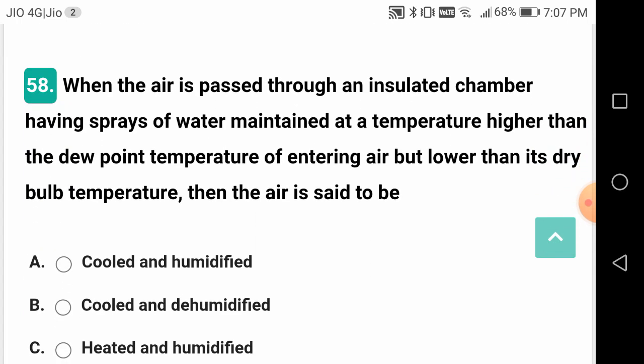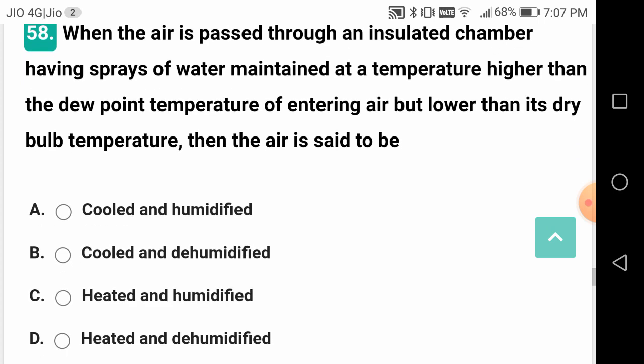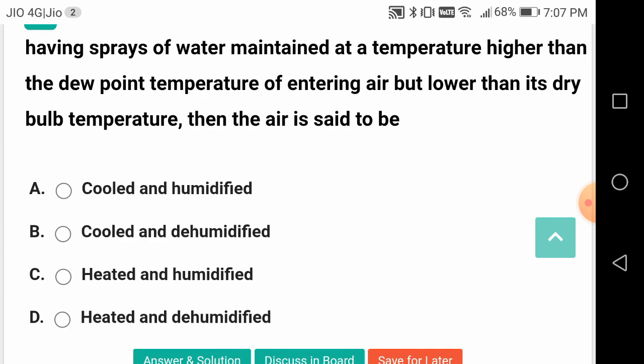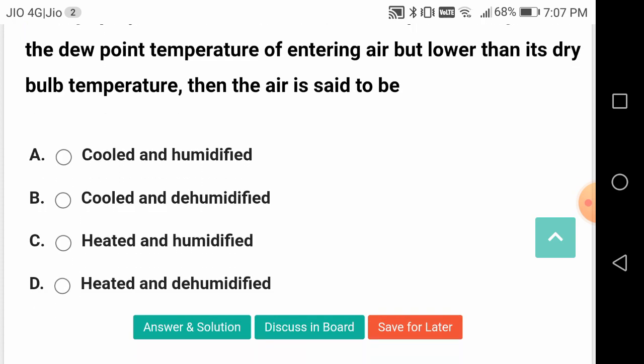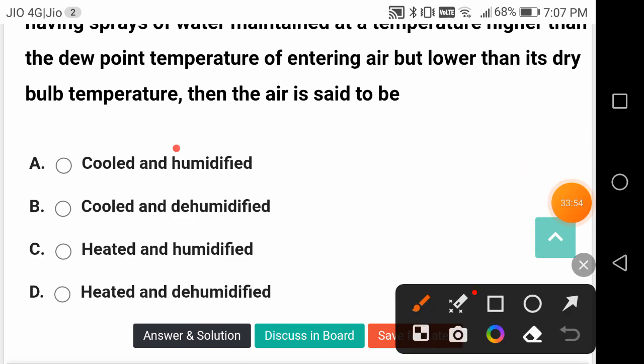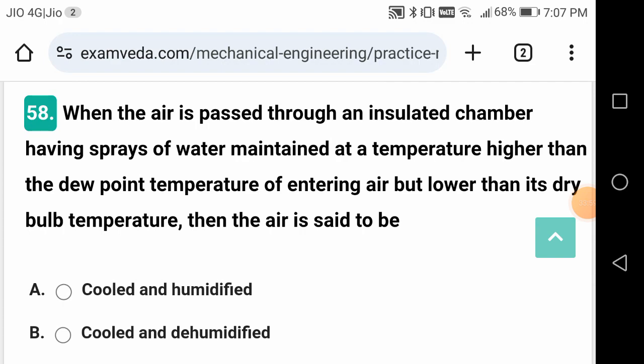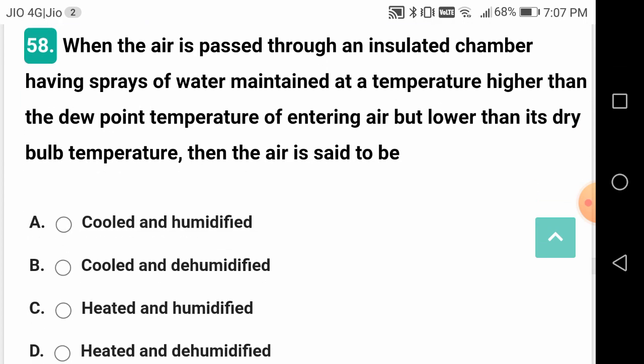When the air is passed through an insulated chamber having spray of water maintained at a temperature higher than the dew point temperature of entering air but lower than its dry bulb temperature, then the air is said to be cooled and humidified. So dew point temperature is less than the dry bulb temperature. It of course says cooling. So the water maintains a temperature higher than the dew point temperature.